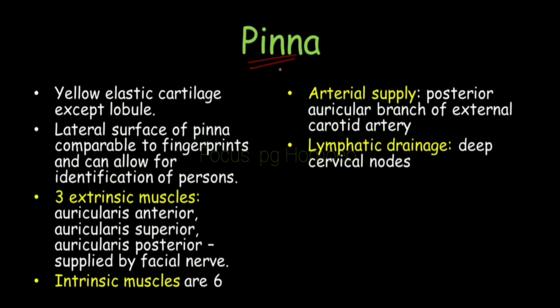So here pinna, let's start with it. It is completely made of yellow elastic cartilage except the lobule. You might have felt this cartilaginous feel even before. So it is completely of elastic cartilage. This is important, whether it is elastic or hyaline. Here it is mentioned that the lateral surface of pinna, the external part which we can see, is comparable to fingerprints. So it can be easily used for the identification of persons even. Our government might be thinking about adding it to Aadhaar also.